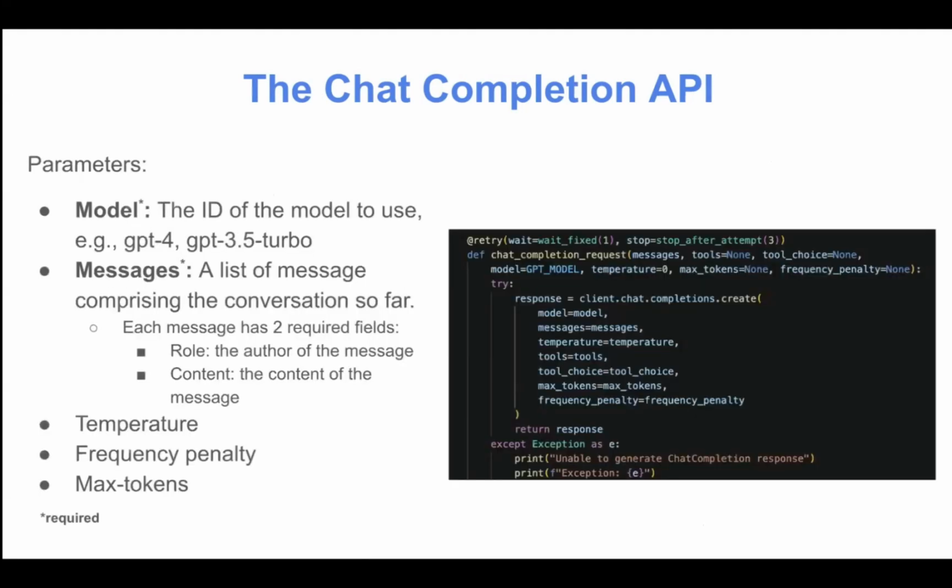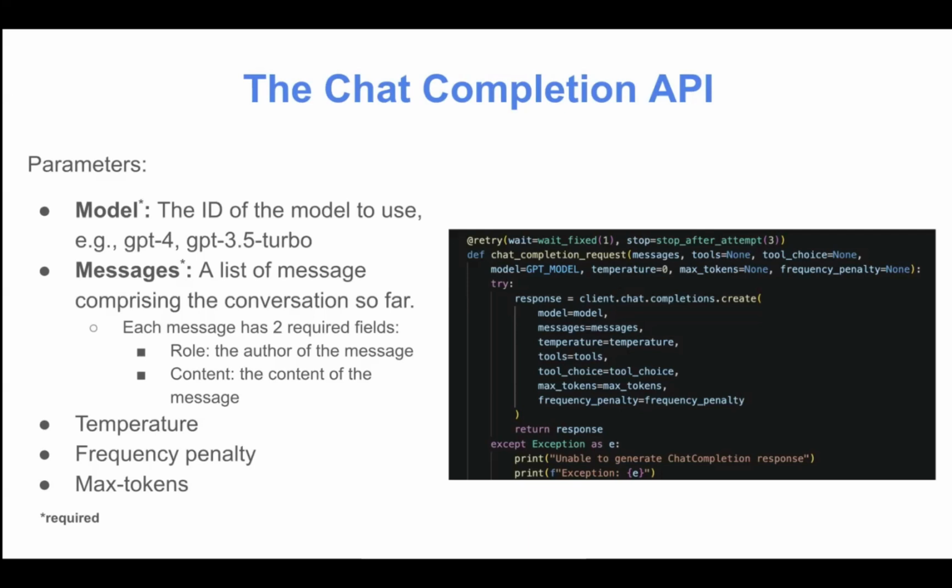So some of the main ones, and required ones, are model. So this is, when I showed that list of models, a string representing which model we're going to use. So this could be GPT-4, GPT 3.5 Turbo. There's a full list on the site, and you can choose an appropriate model for your task.